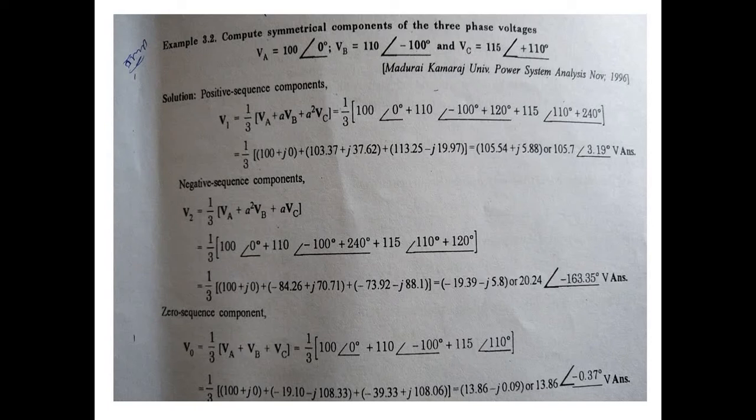Now the last component, the zero sequence component. What is the formula for the zero sequence component? It is represented by suffix 0. V0 = 1/3 (VA + VB + VC). That means the multiplying factor a will not be present in this formula. Just put in all the values given in the example, and you will get the zero sequence component 13.86 at an angle of minus 0.37 degree volt.